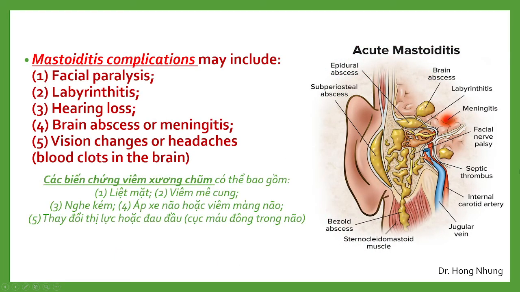Mastoiditis complications may include: 1. Facial paralysis, 2. Labyrinthitis, 3. Hearing loss, 4. Brain abscess or meningitis, 5. Vision changes or headaches, blood clots in the brain.